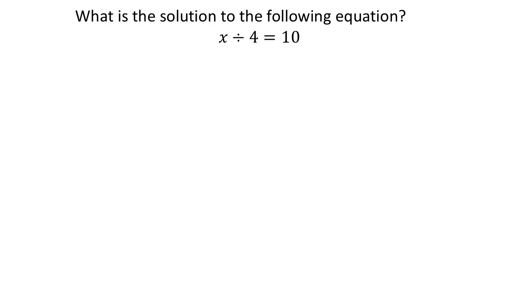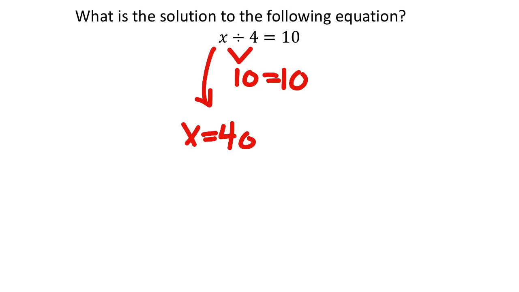So now division, right? Something divided by 4 equals 10. So what value divided by 4 would equal 10? Well, if I made x equal 40, that would make it true. Because 40 divided by 4 is 10. And again, 10 equals 10 is a true statement. So x equals 40 would make that true.